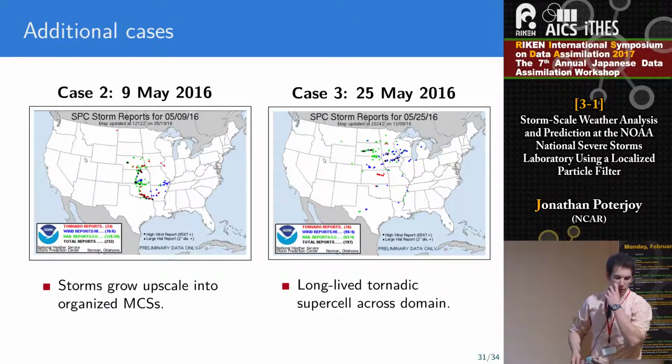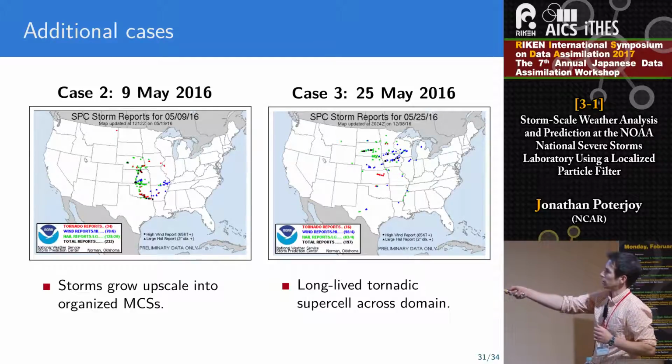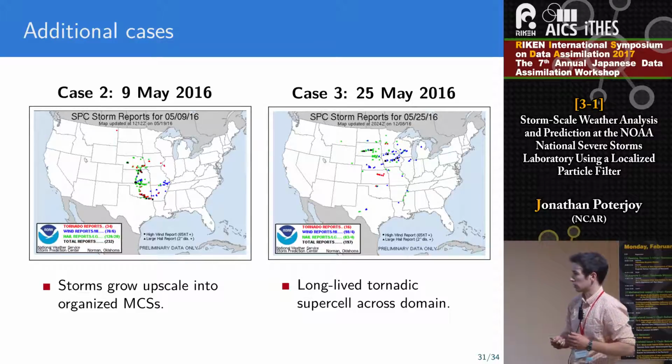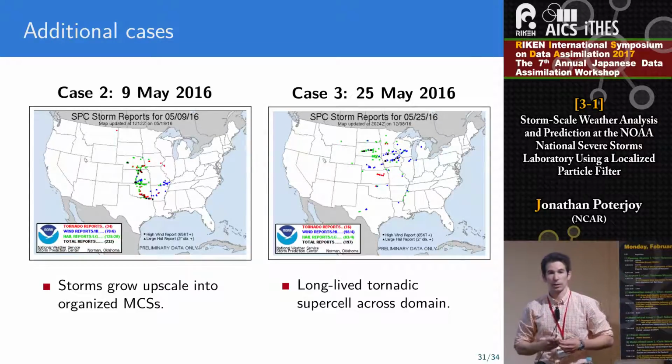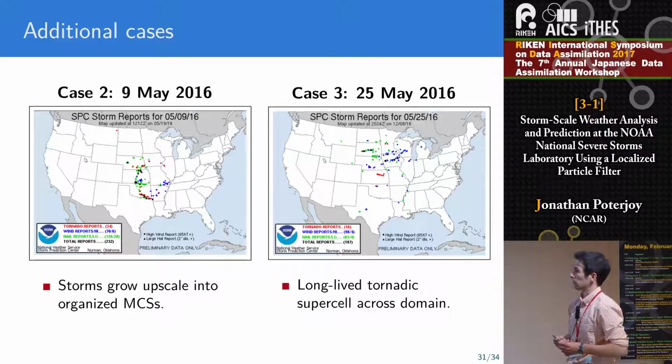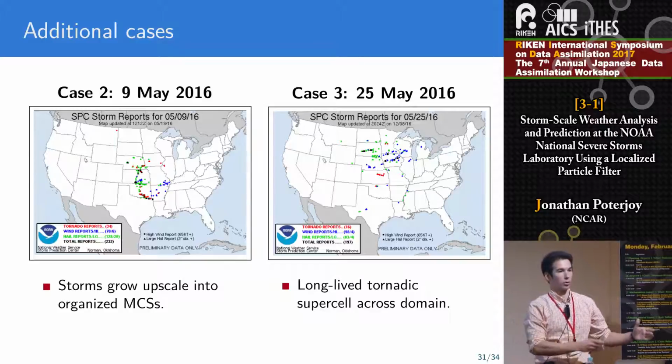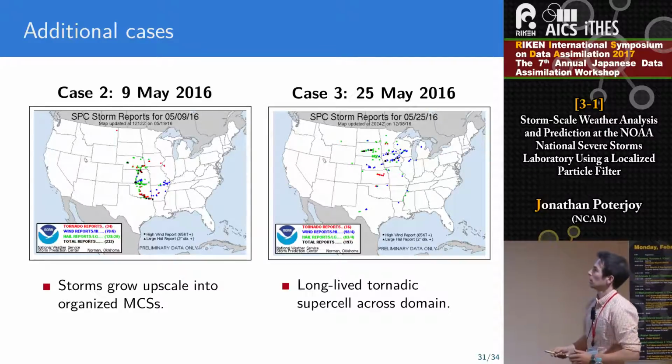And so that was just one case. We performed these experiments for 2 additional cases. The first one is just shown right here on the left, which is a case that was very similar to the one that I just showed, in which you have some upscale growth from scattered convective cells across the domain into MCSs. And they're very difficult cases for ensemble Kalman filters because you have these nonlinear interactions between the different storms in your domain that you have to deal with.